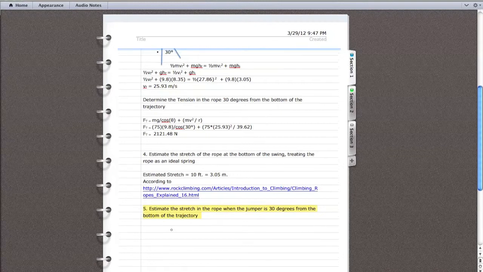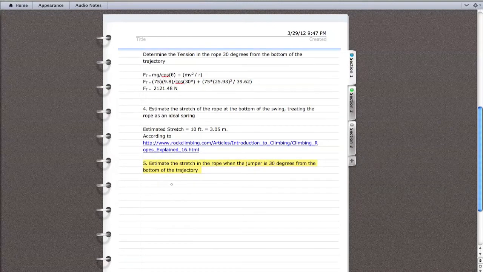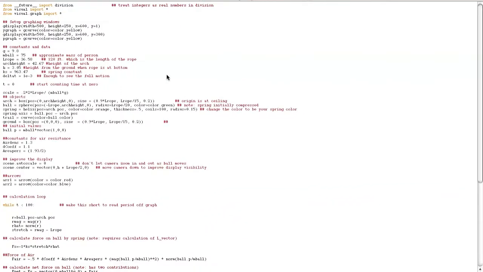The next step is to find the stretch of the rope at the bottom of the swing. We do this by using a reputable source from rockclimbing.com and estimated to be about 10 feet or 3.05 meters. We then use this stretch and the force at the bottom of the swing to find the Ks. Then we take this Ks and the force at 30 degrees to find the stretch at 30 degrees, which is approximately 2.76 meters.